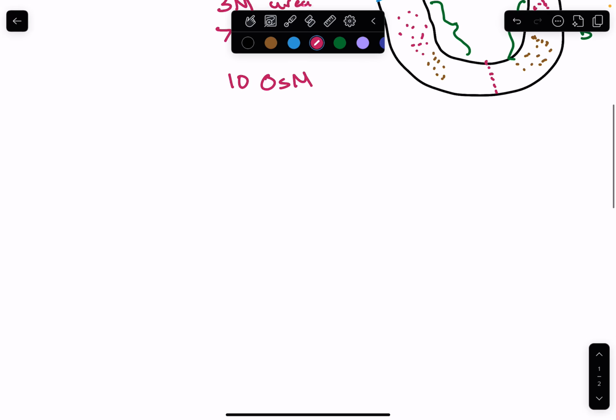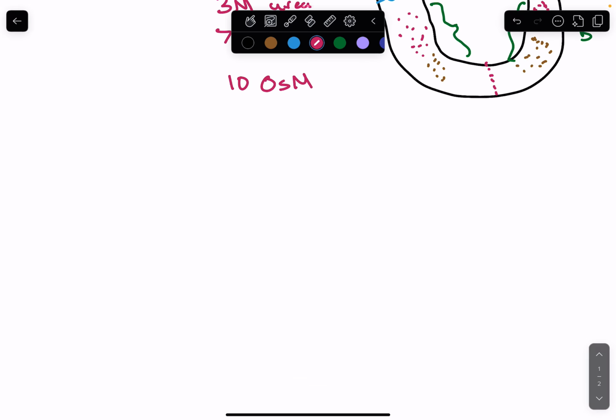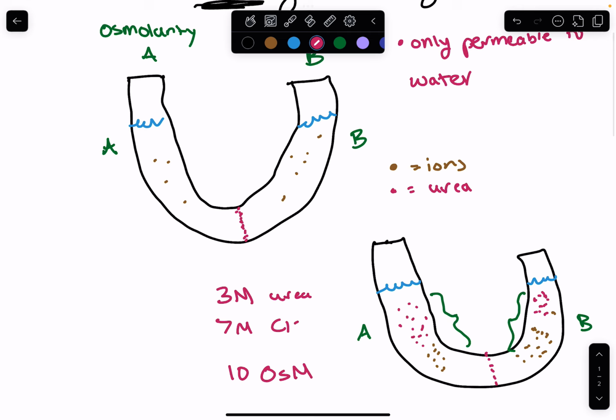So, how does this differ from tonicity? Well, osmolarity is a colligative property. It's not really dependent on anything other than the concentration of a given solute within a solution. So osmolarity in that sense doesn't change.